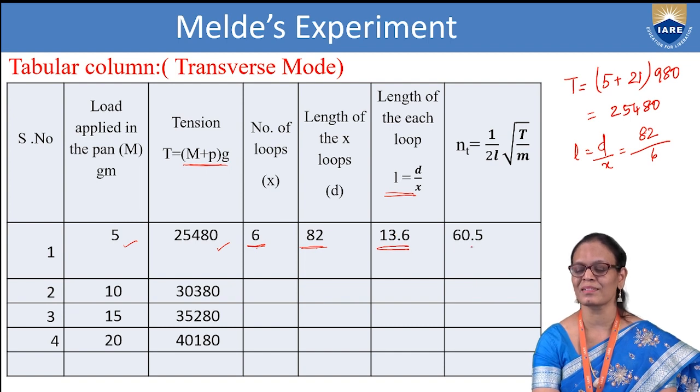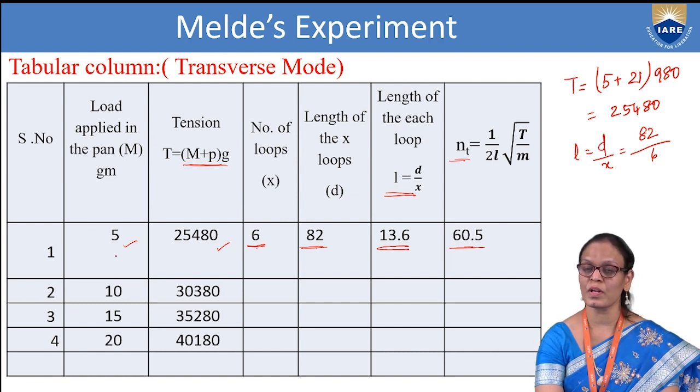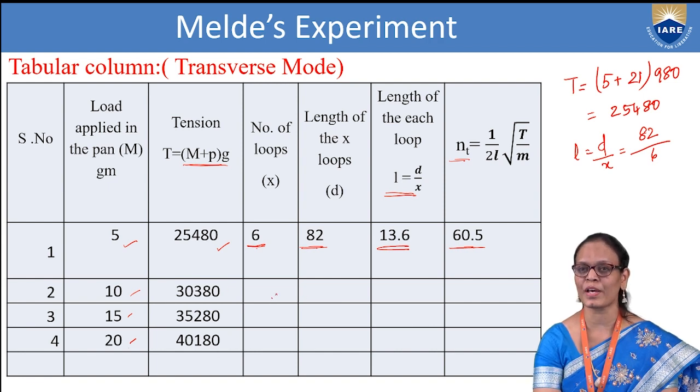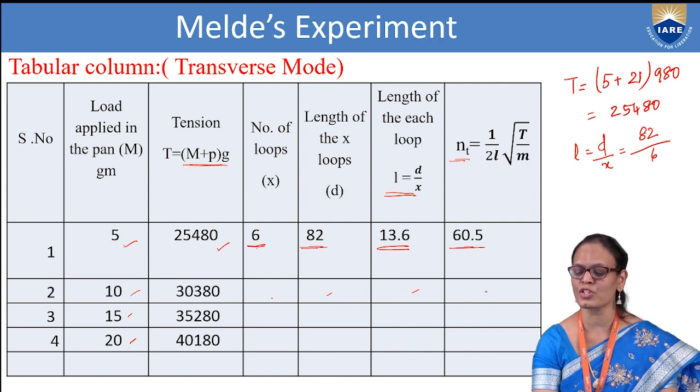So once you get the length, you can calculate the frequency. So NT here denotes the frequency in transverse mode, that is 1 by 2L under root T by m. Anyhow, I'll be showing you one sample calculation. So like this, you will repeat for different grams, 10 grams, 15, 20. As the mass added varies, the tension in the string varies. If the tension varies, the number of loops varies. So note down the corresponding length and find the length of each loop and calculate the value of NT.